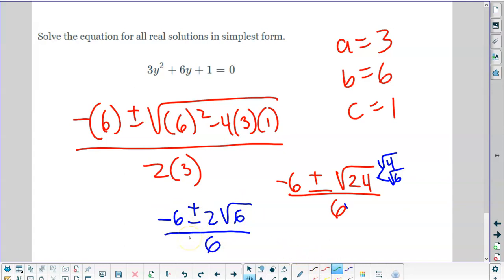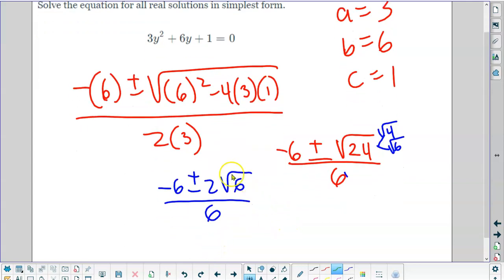Divide this. Ooh, this is an interesting one. 6 can be divided by 6, but 2 cannot. So I need to split this. I need to split this here. So this is what I mean by split this.